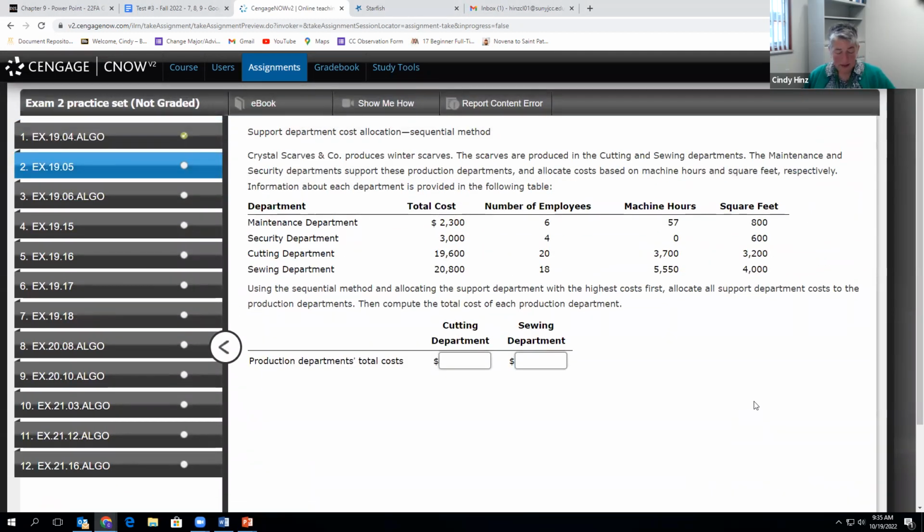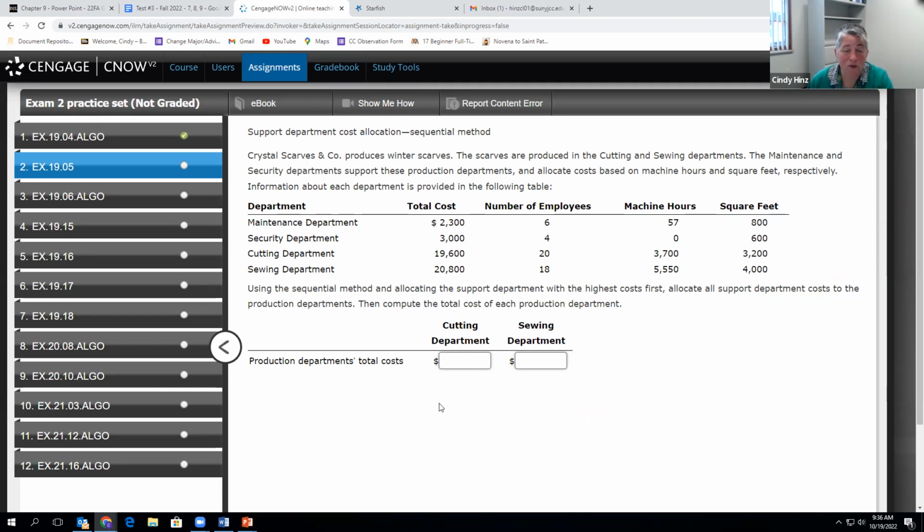So the next approach is the sequential method. And as I told you in class, this is sometimes called the step down method. In the sequential method, unlike the direct method, order matters because we do allocate some support departments to other support departments. We don't allocate every support department to every other support department. Order matters, and we're going to make a decision about which one goes first.